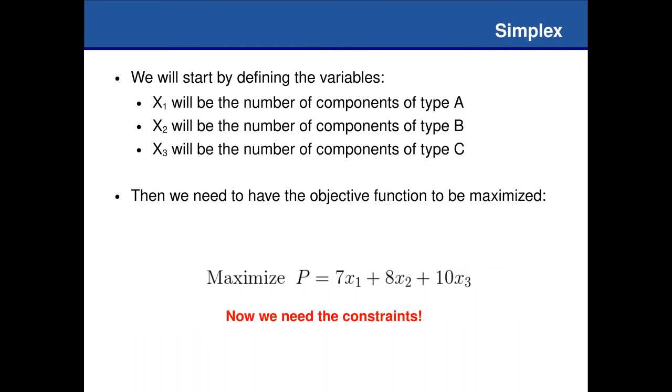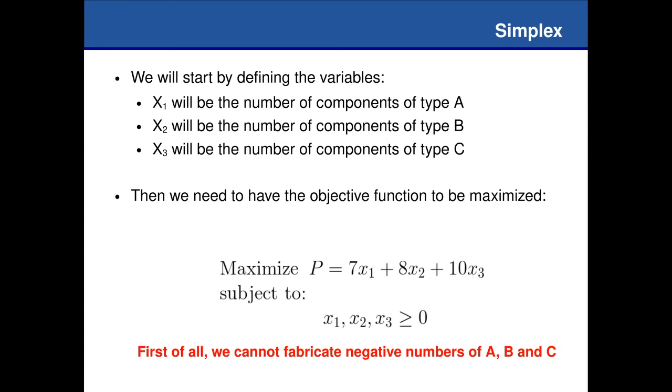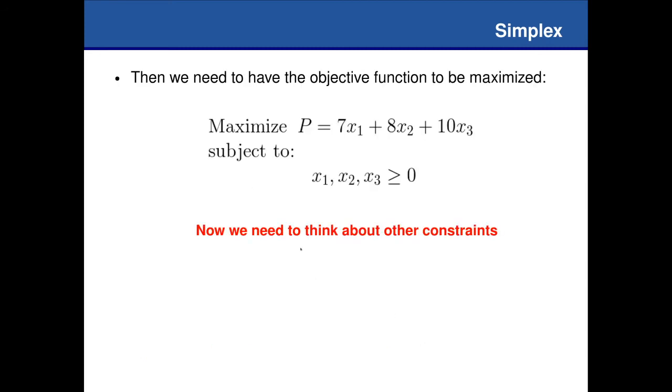Now, of course, we need the constraints. First of all, x1, x2, and x3 have to be greater than or equal to 0. We cannot fabricate a negative number of components, of course. That's quite simple. Now, we need to think about the other constraints.